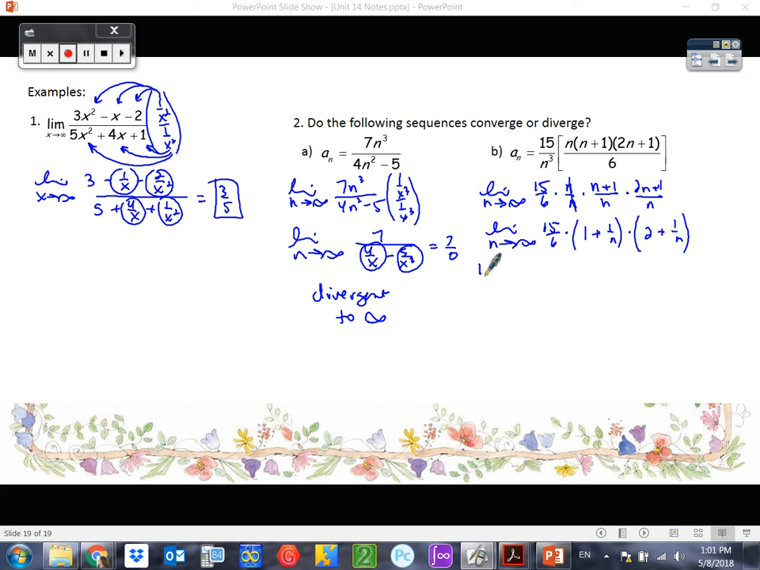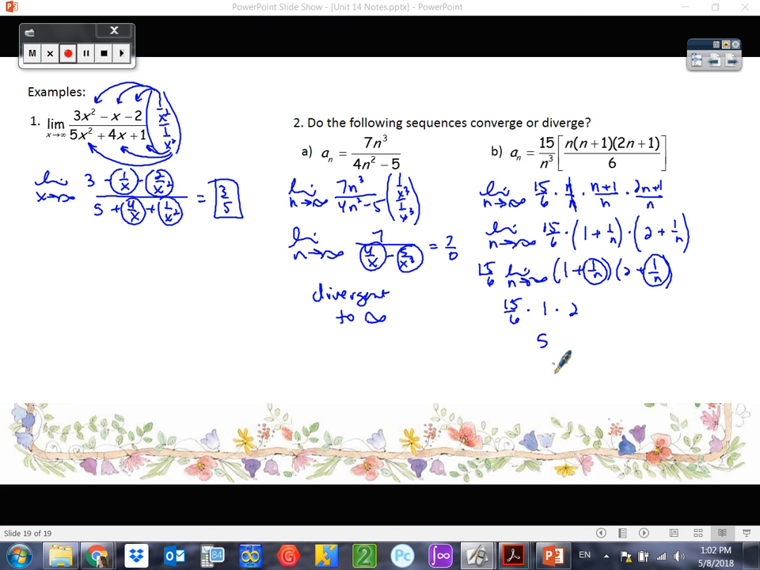All right, so I have 15/6, limit as n goes to infinity of 1 plus 1 over n times 2 plus 1 over n. Okay, that's just an extra little step. Do you have to do that step? No, it was kind of fun. So let's take the limit now. This piece tends to 0 and this tends to 0. So what do we have left? We have 15/6 times 1 plus 0 is 1, times 2 plus 0 is 2. So we basically have 15/6 times 2, which would be what, 15 thirds or 5.